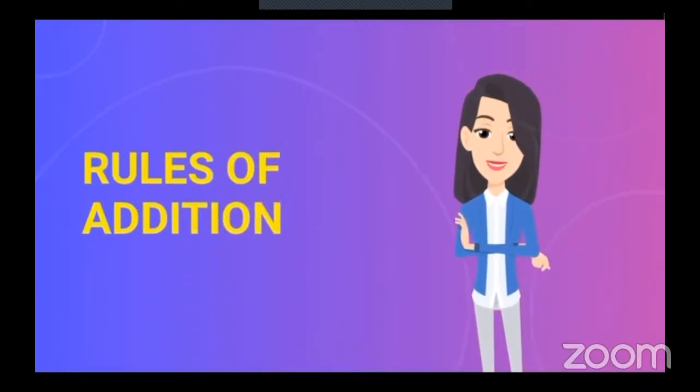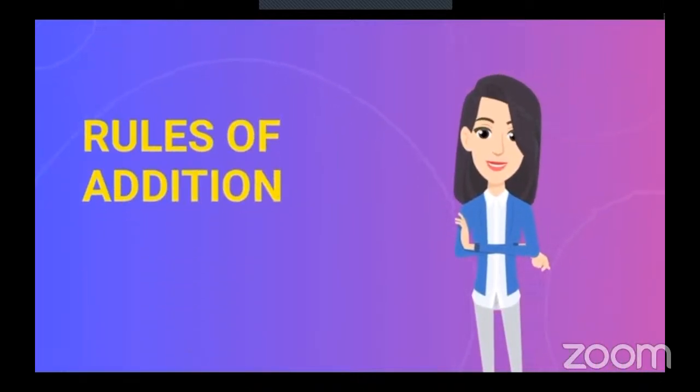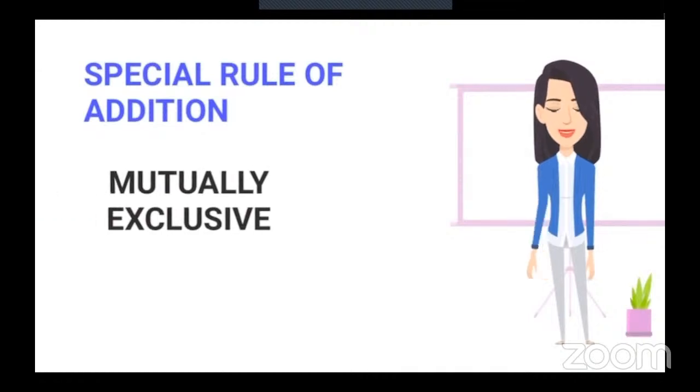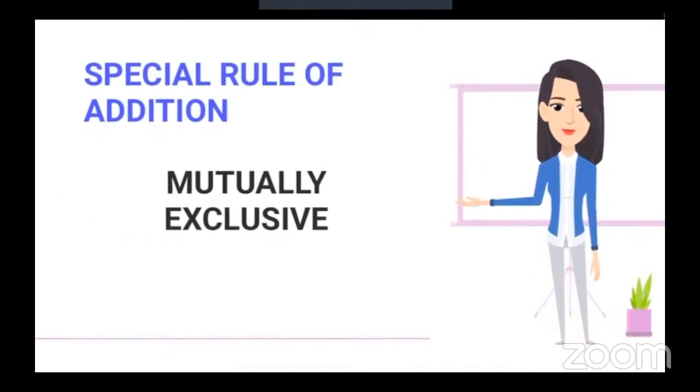Time's up. We have defined probability and described the different approaches to probability. We turn our attention to computing the probability of two or more events by applying rules of addition. There are two rules of addition, the special rule of addition and the general rule of addition. We begin with the special rule of addition. To apply the special rule of addition, the events must be mutually exclusive.